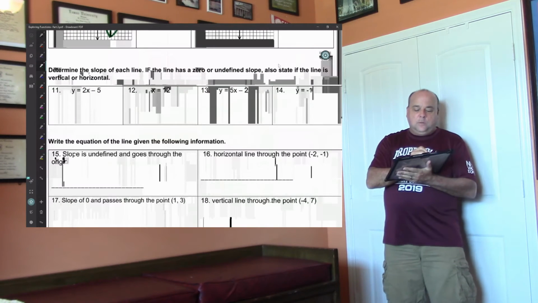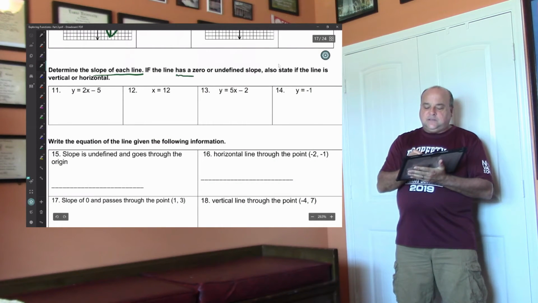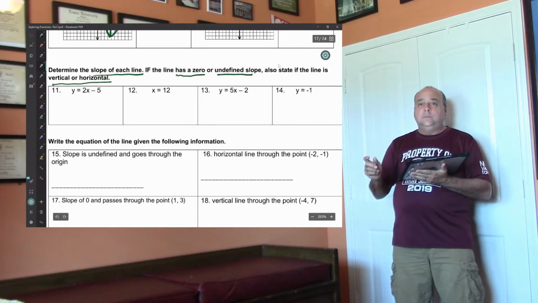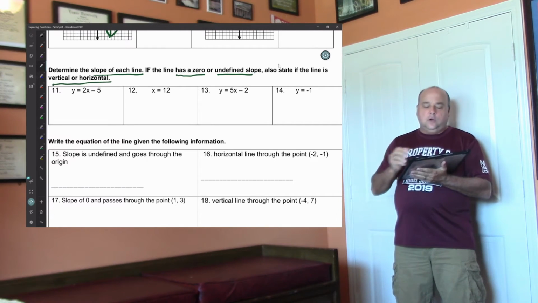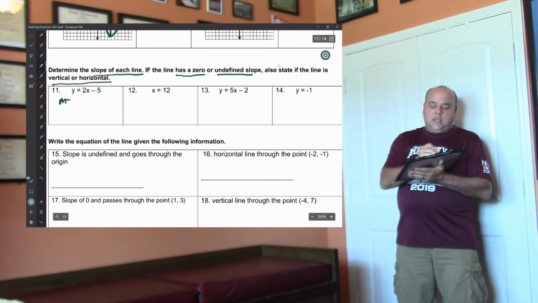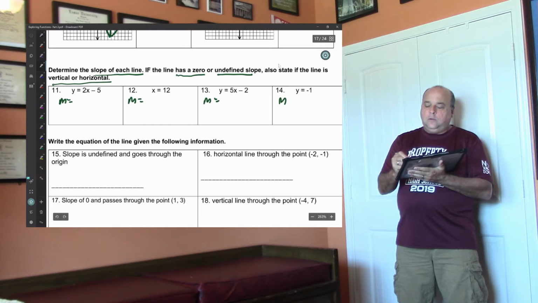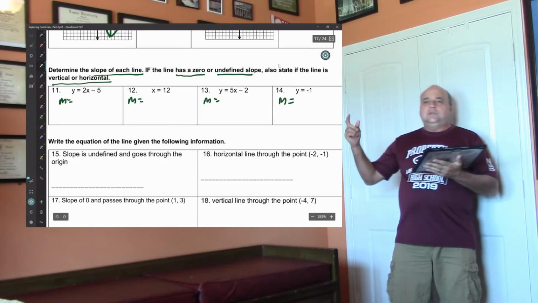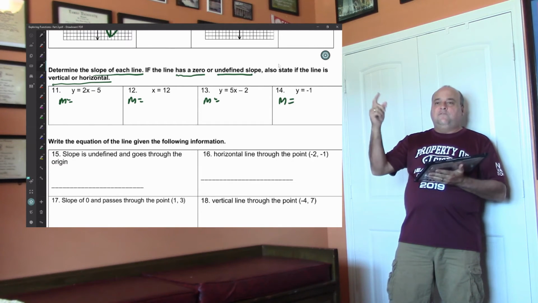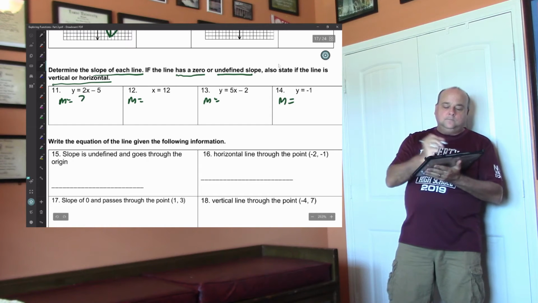Okay, determine the slope of each line. If the line has a 0 or undefined slope, also state if the line is vertical or horizontal. So all we're doing is finding the slope. So on every one, put m equals. I'm just going to do the first 2 for you. On the first one, the slope's 2.